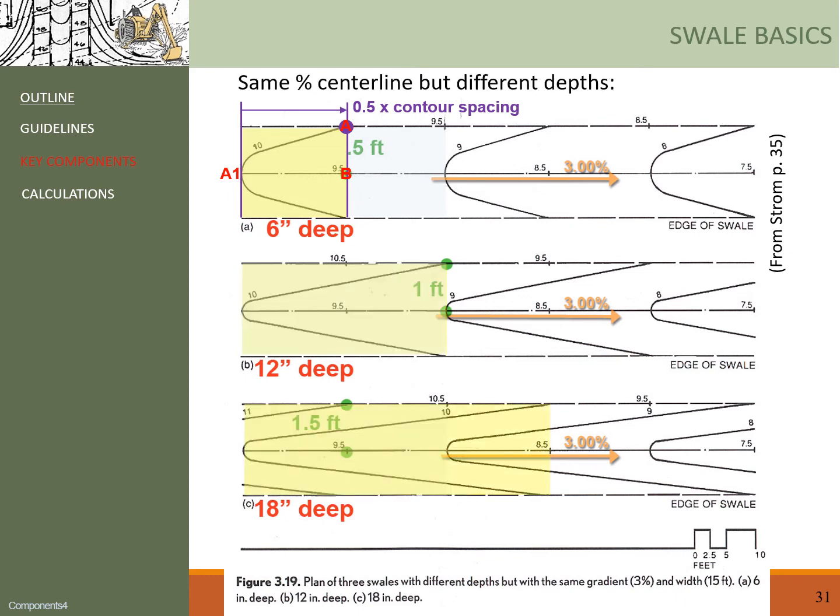This exact principle applies to the other swells too. So for the 1-foot deep swell, this distance is exactly 1 contour spacing. And for the one at the bottom, which is 1.5 feet deep, the distance is 1.5 contour spacing.